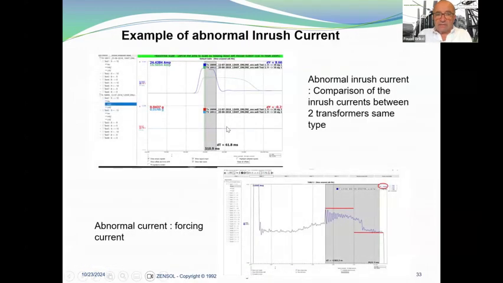Here are other examples of abnormal inrush current: a comparison of the two inrush currents between two transformers, same type and totally new, and this has been able to adjust properly the inrush current. In some tap changers, you have some relays that control this inrush. And here you have a normal current, forcing current, exactly the same. On top of this, you have an oscillation which is not normal.